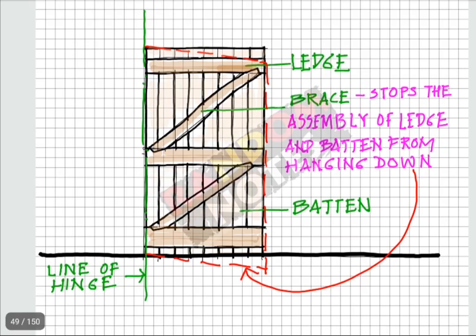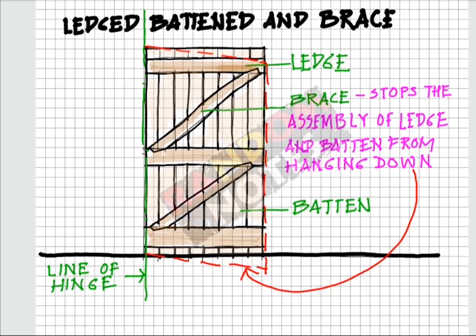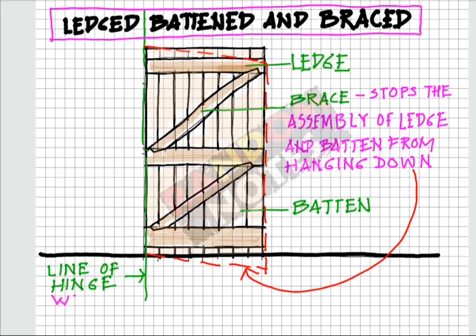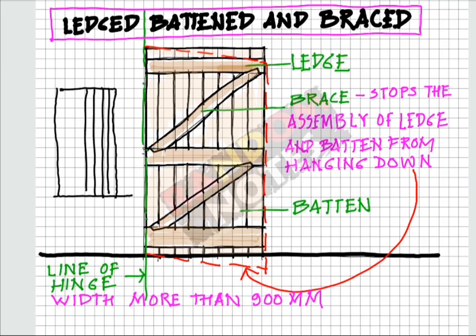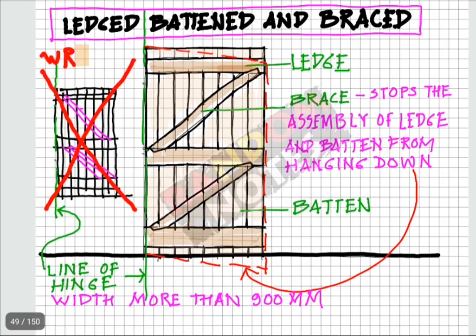Such a door is known as a ledged, battened, and braced door. The width of this door may be more than 900 mm, up to 1200 mm for a normal lintel level of around 2100 mm. The direction of the diagonal is very specific to the side of the hinge. The example on left is wrong. The brace rises up diagonally away from the line of hinge.